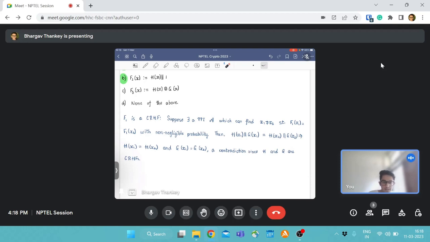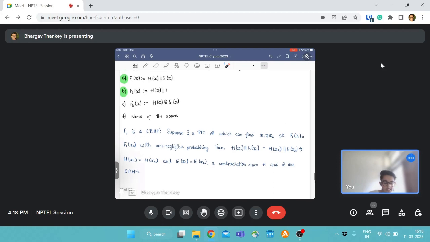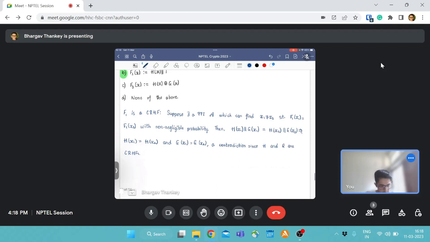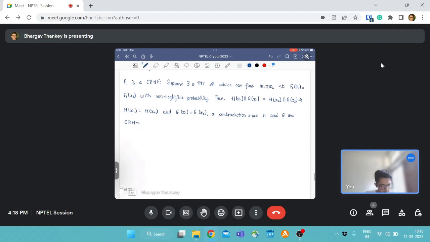And the same is true if H were not a collision resistant hash function. So the point is, even if just one of H and G were a collision resistant hash function, F1 would still have been a collision resistant hash function. Is this fine? So if yes, let's move on to option B.